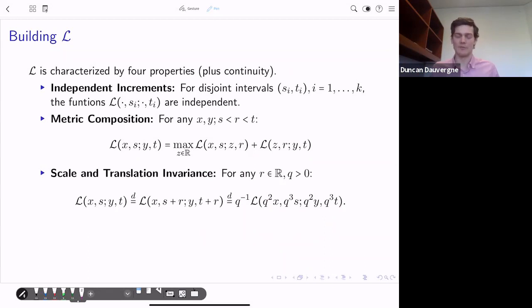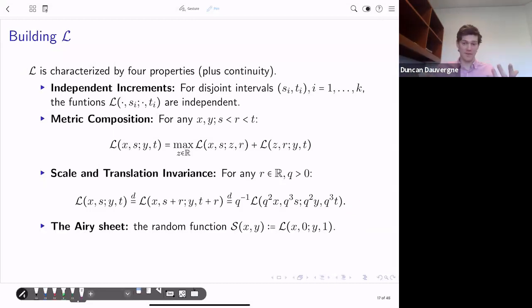And finally, L is a scaling limit. It's going to have certain translation and scale invariance properties. And so what these properties tell you, and again, think of these distributional equalities as joint in x, s, y, and t, is that if you want to look at the landscape value from time S to time T, this is always just going to be a rescaled version of the landscape value from time 0 to time 1. And so the fourth property in this list, which characterizes L, is just the law of the random function going from time 0 to time 1.